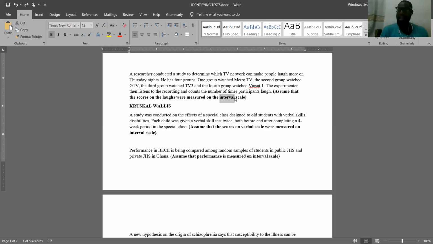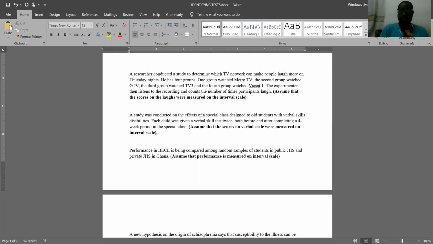And in justifying, you follow the same format. First, we have 4 independent groups. Then the TV network, which is the independent variable, is only one. Then this time around, the dependent variable, which is laugh, is on ordinal scale. Hence, Kruskal-Wallis will be the appropriate test. Okay. So the next question.